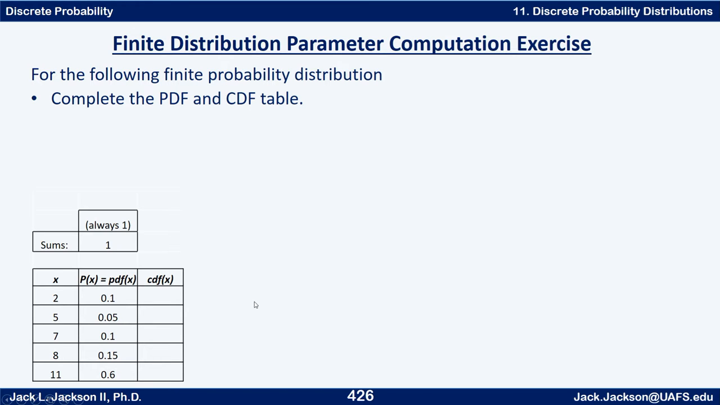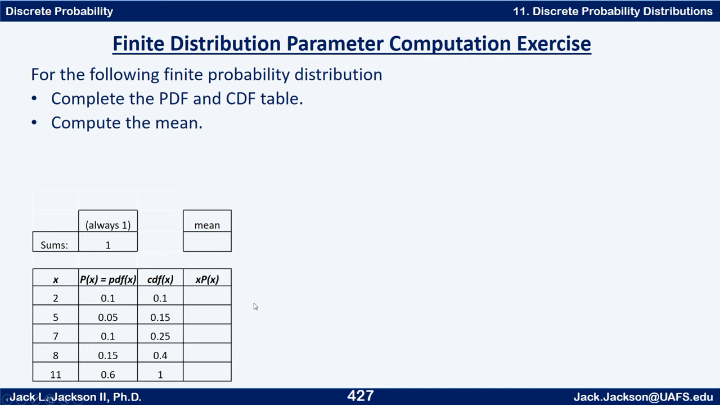Now that you're back, you can see that that sum has to be 1, so hopefully you figured out that the last value there had to be 0.6. And then the cumulative, the CDF, now we can fill that out as well, and hopefully you've done that. Notice it always ends at 1. Next, let's find the mean. Press pause now.